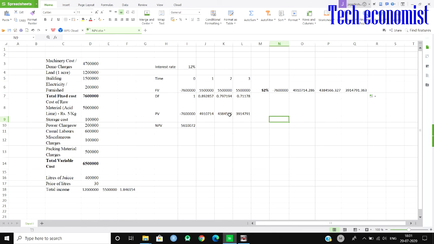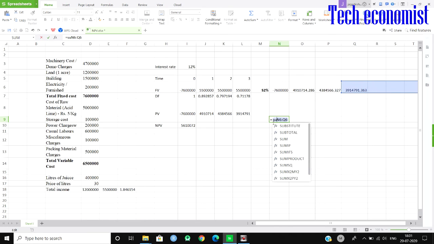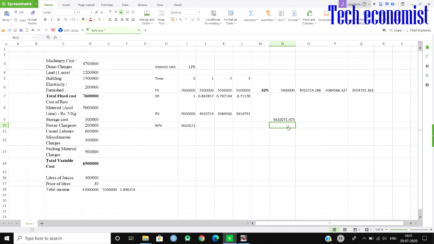If you want to estimate the NPV, it is nothing but the summation of all the present values, which yields the net present worth of your project. So here it is the net present worth, and it should be greater than 0, that is, positive.